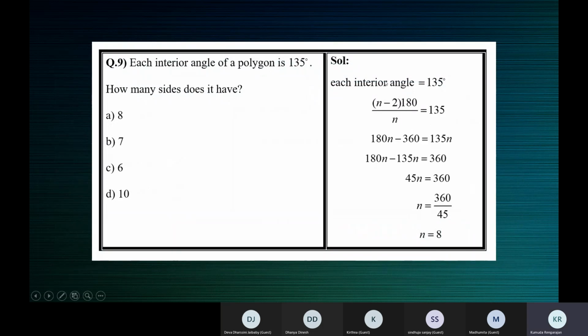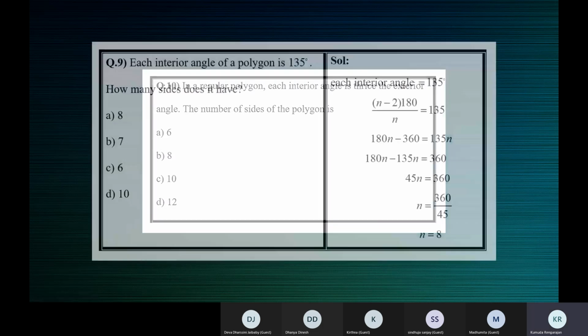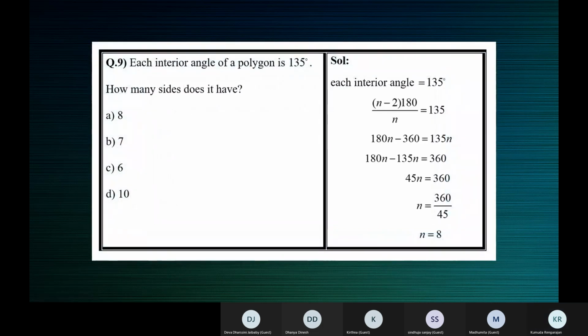So again here, for each interior angle, we've used a different formula: n minus 2 into 180 by n. This is the formula to find the measure of each interior angle, which is equal to 135. Cross multiply, solve and find the value of n. So you can also do this. What's the other method, children? Tell me. How do you find the number of sides using the measure of the exterior angle?